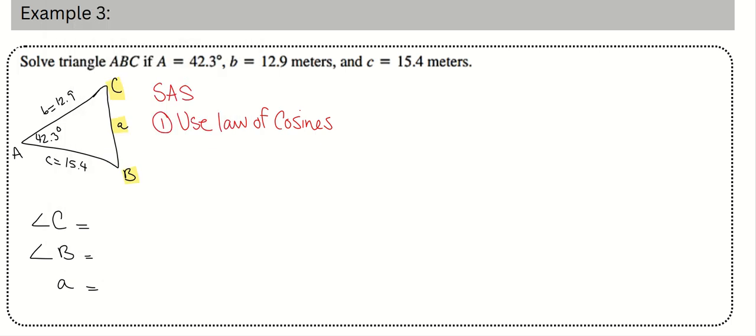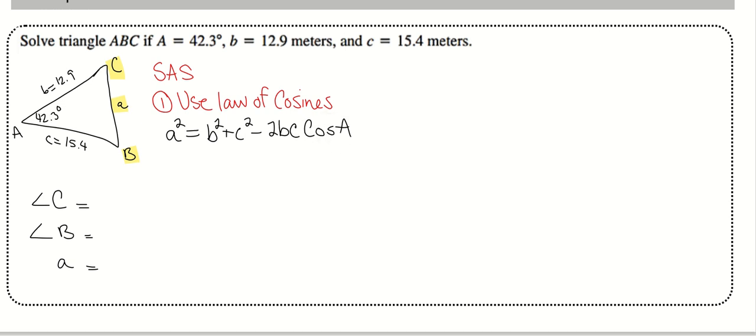And then it is A, so we're going to look at A squared, which is equal to B squared plus C squared minus 2BC cosine of A. And so I'm going to go ahead and take the square root of that so that I can easily put it in my calculator.